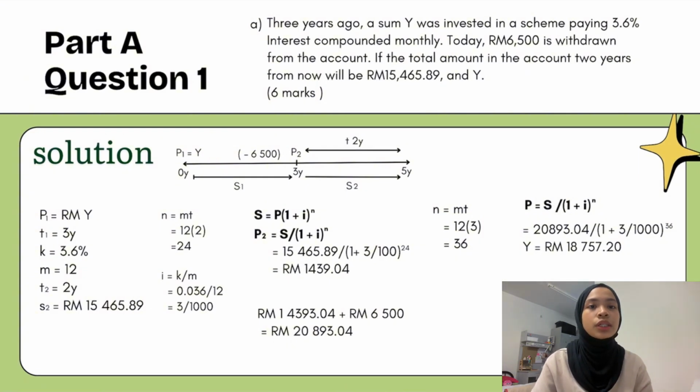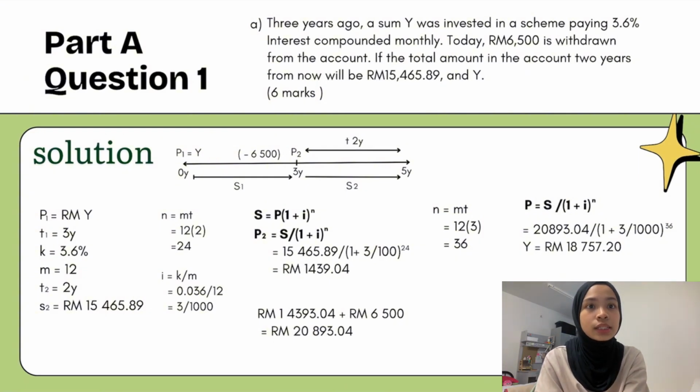To solve this question, we must draw a timeline because the question involves 2 time periods which are 3 years ago and 2 years from now, so it will be 5 years in total. We use P1, T1 and S1 to represent the values from 3 years ago, and it is important for us to jot down the values that have been withdrawn on the timeline. Next, we use P2, T2 and S2 to represent the values for 2 years from now.